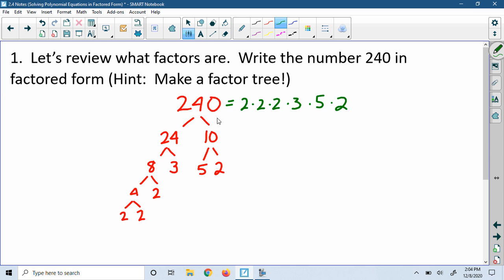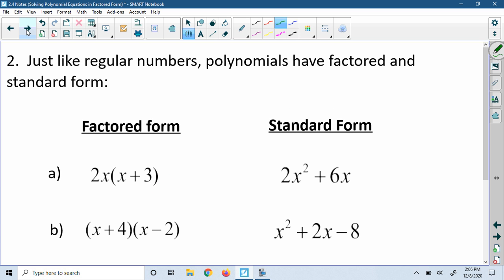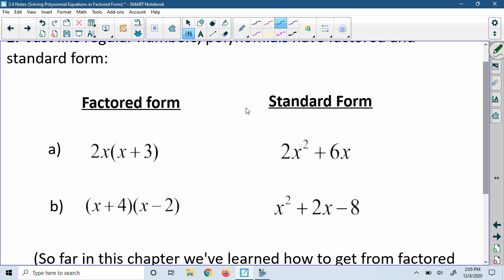Just like numbers can be written in standard form or factored form, polynomials are the same way. We can write them in factored form or in standard form. So the factored form of a polynomial would be right here, and the same polynomial in standard form would be over here. And we know how to get from factored form over to standard form. It was just our last lesson.